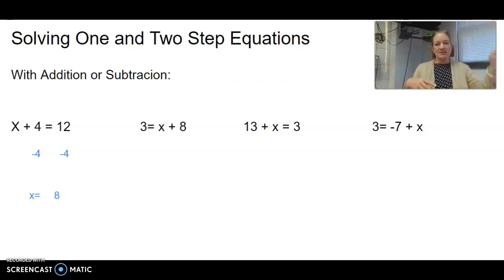Remember, whatever you have to do to one side, you must do it to the other side. You cannot do it willy-nilly. If I give a cookie to one person, I've got to give a cookie to the other person. I can't just randomly give cookies to people. That makes everybody angry, okay?